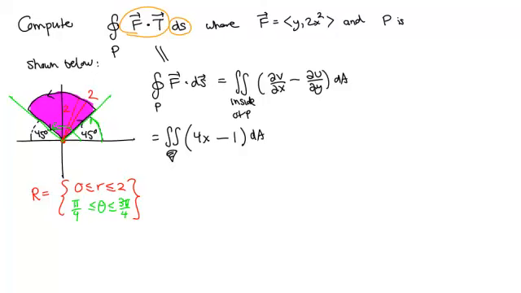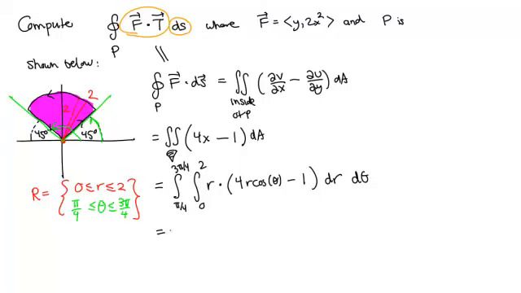So using our change of coordinate formulas, this will become an iterated integral. We're going to integrate r, the scaling factor for polar coordinates, times 4x, r cosine theta, minus 1 dr, where r goes from 0 to 2, and then iterate that, integrating it from theta between pi over 4 and 3 pi over 4.